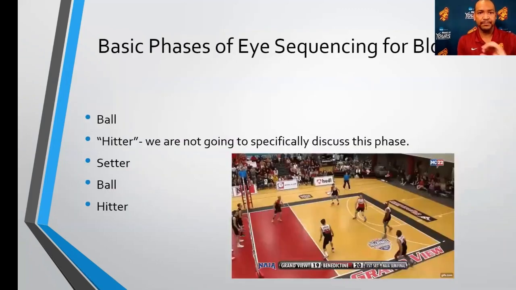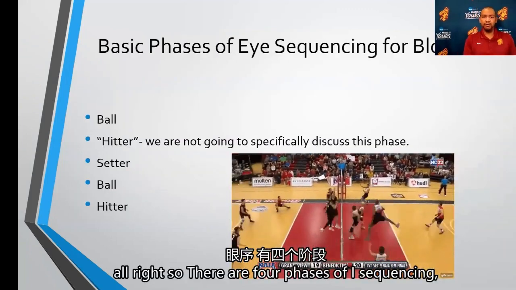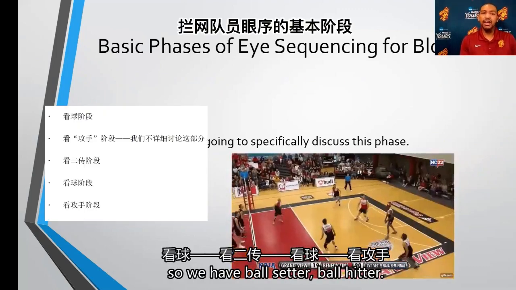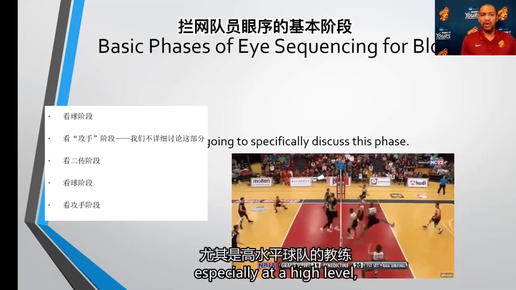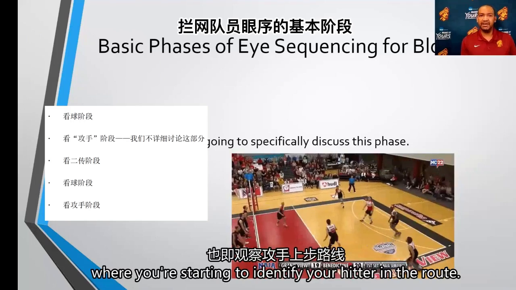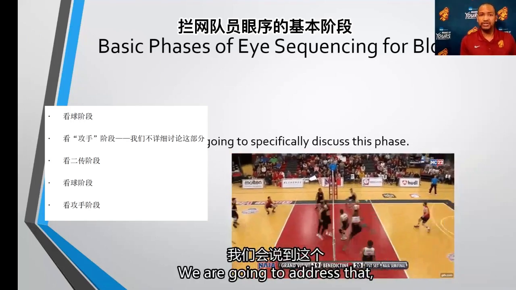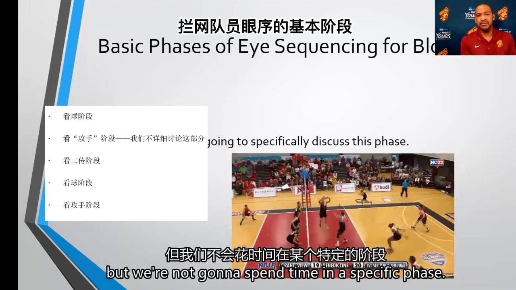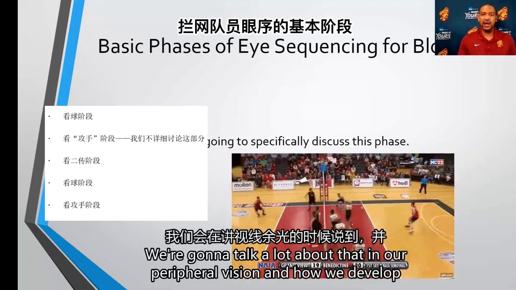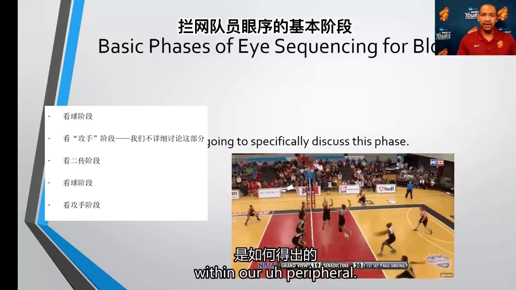All right, so there are 4 phases of eye sequencing. So we have ball, setter, ball, hitter. A lot of coaches, especially at a high level, will add that additional phase of the hitter in between ball and setter, where you're starting to identify your hitter and the route. We are going to address that, but we're not going to spend time in a specific phase. We're going to talk a lot about that in our peripheral vision and how we develop that sequence within our peripheral.